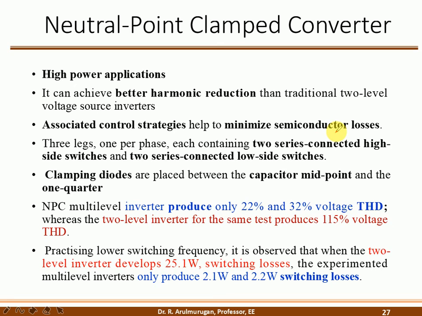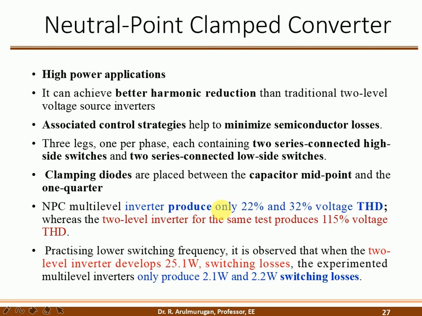In each leg, as you know, four switches are used. The center point of that is connected. Then there are two series connected high side switches and two series connected low side switches. The switches are divided. The clamping diode is going to be placed between the capacitor midpoints, so that is where a diode is used.